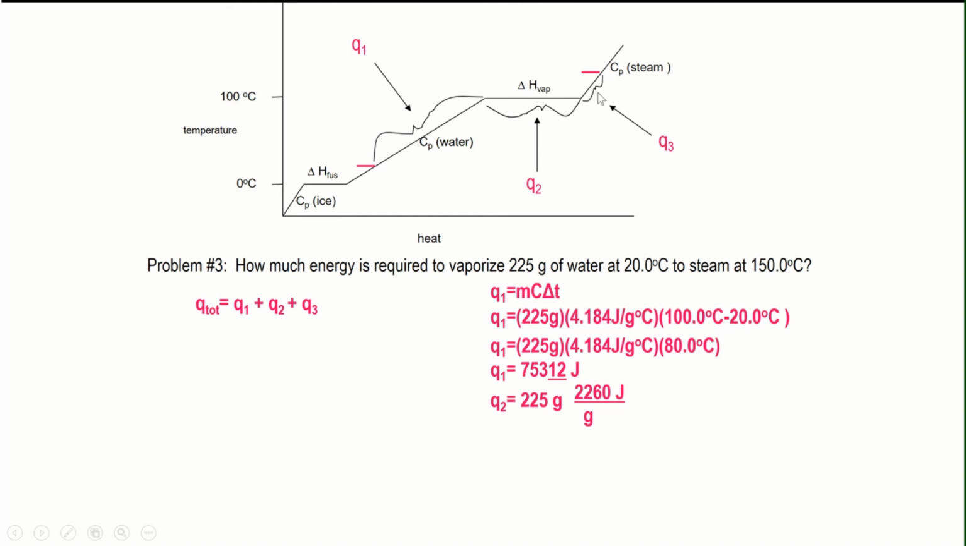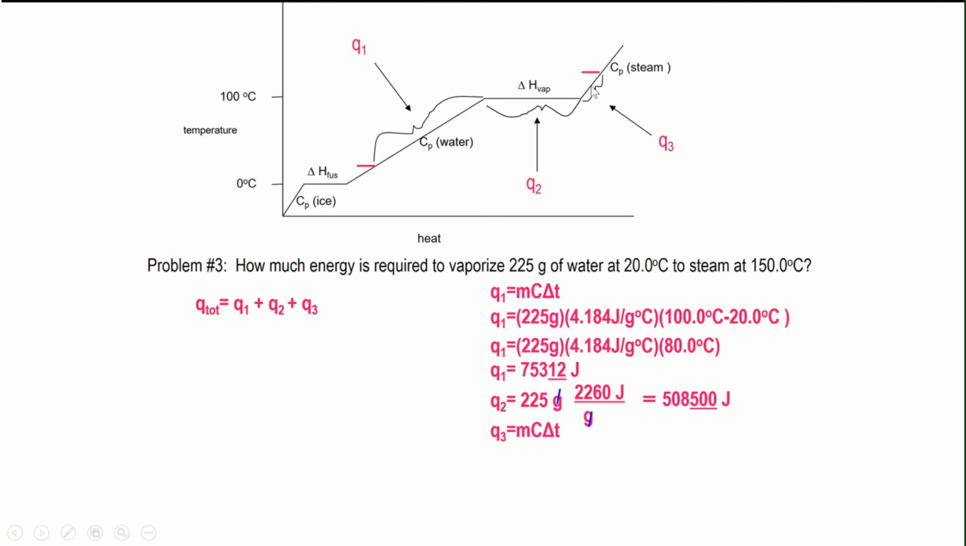Q2, now I need to vaporize that. Again, keep in mind we can't use that 334. That was to melt the ice. Now that we're vaporizing it, that number is different. It's 2,260 joules per gram. So it's going to take quite a bit of energy, 508,500 joules to vaporize that water.